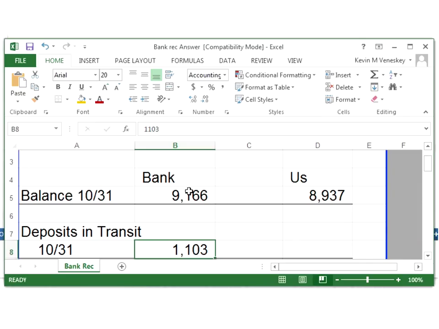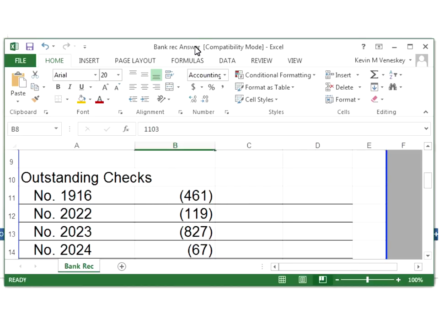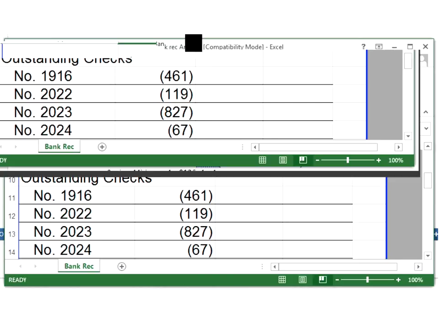I also note in the problem here that we have 4 outstanding checks. Outstanding checks are, we've gone through and we looked at our cash account and we looked at the bank's checks that are showing up, and we noticed that 4 of them on our cash account aren't showing up anywhere. So I need to record those.